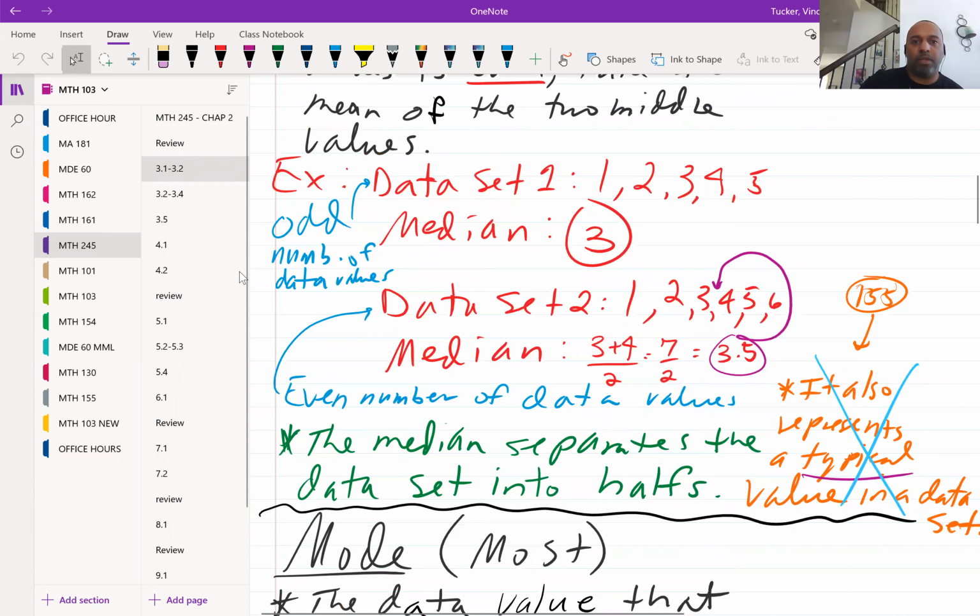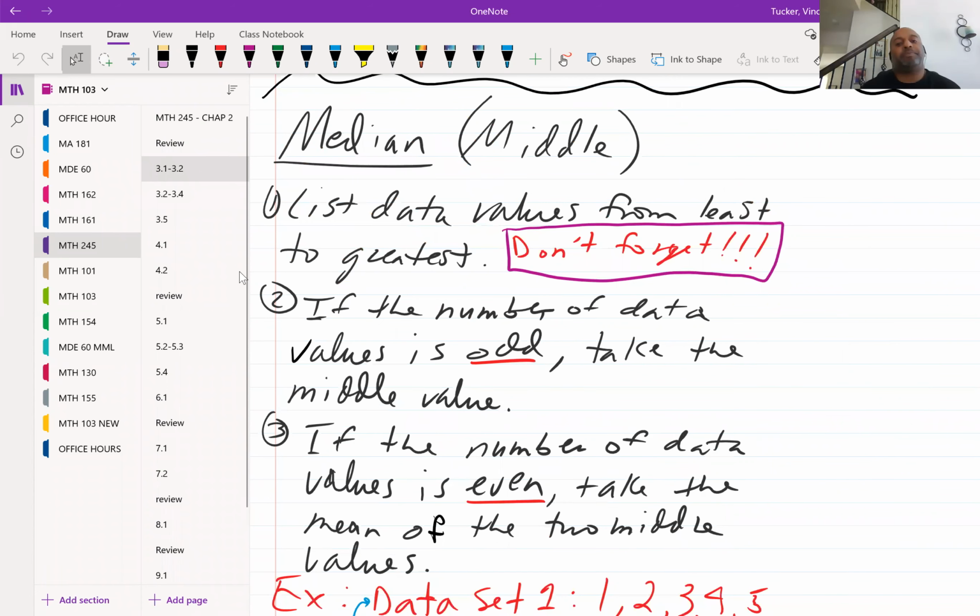All right, everybody good? Can we go to the next page? All right, so let's look at the median. The median is the middle value. So the first step in finding the median is to list your data values from least to greatest. Don't forget that. A lot of people forget that step. You always want to list your data values from least to greatest first before you go into finding your middle value. If the number of your data values is odd, you would take the middle value, because if it's odd, that means you actually have a middle number. But if it's even, you don't really have a middle number. So what you would do is take the average of the two middle values that you have.